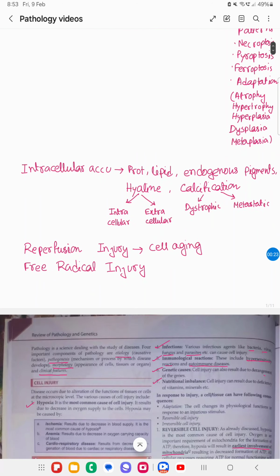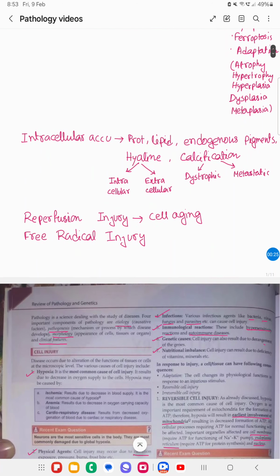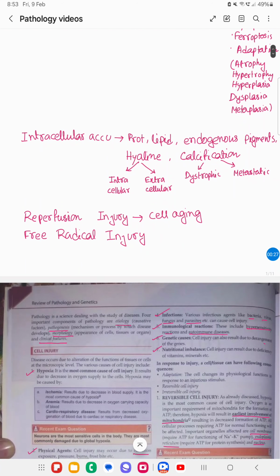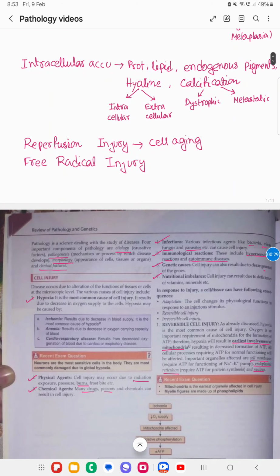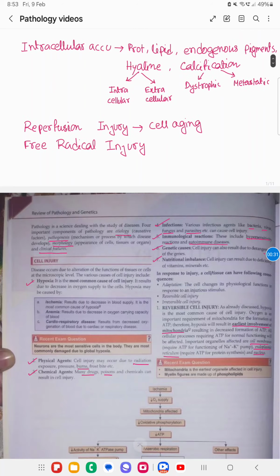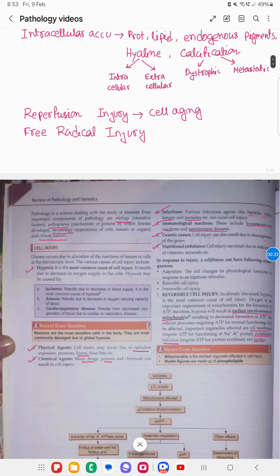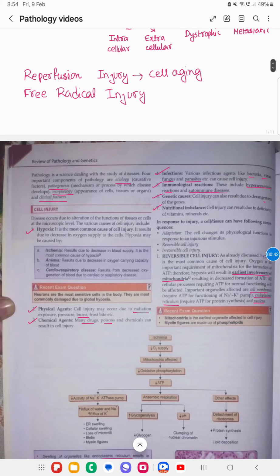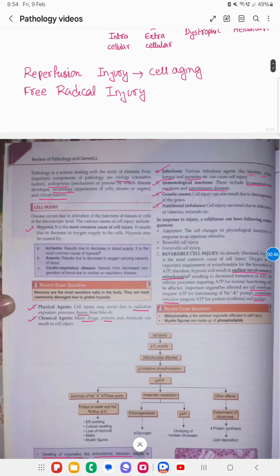Adaptation again includes five types: atrophy, hypertrophy, hyperplasia, dysplasia and metaplasia. Intracellular accumulation, five types: protein, lipid, endogenous pigments, hyaline, again intracellular or extracellular, calcification, dystrophic or metastatic. Next, reperfusion injury leads to cell aging and free radical injury.